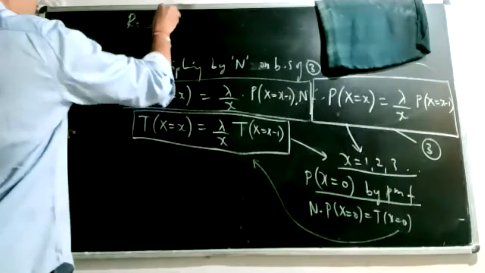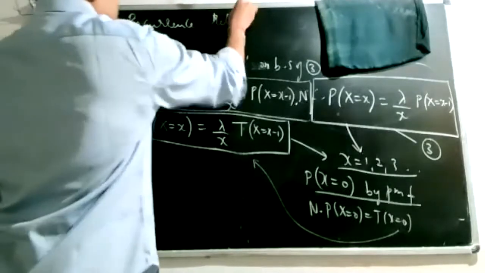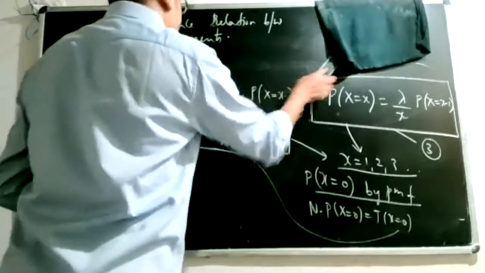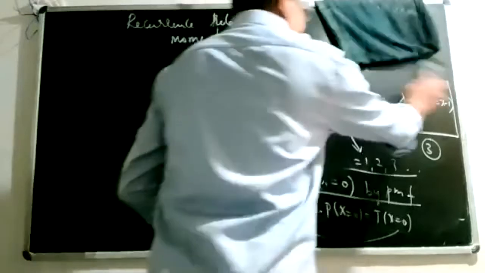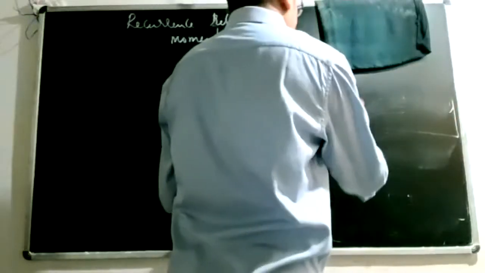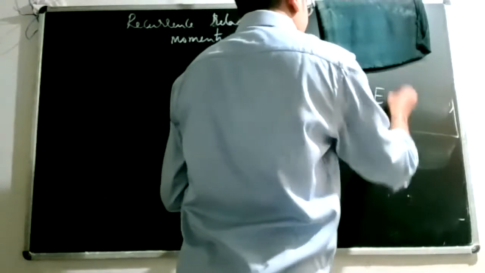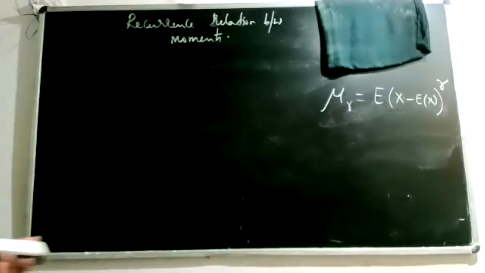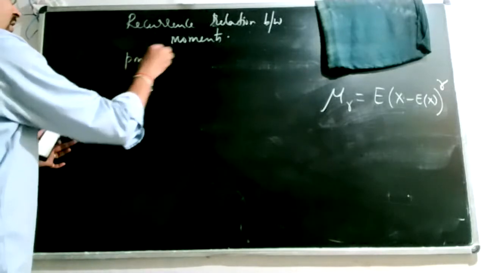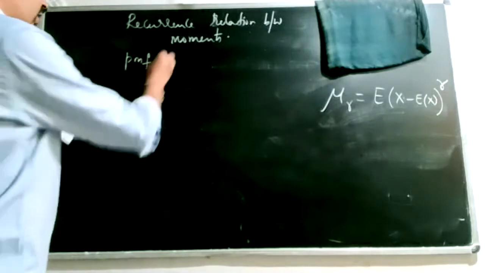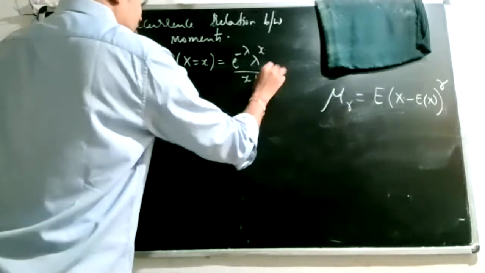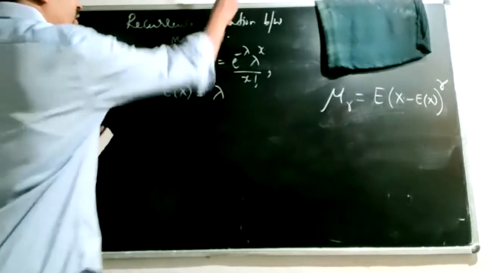Next, recurrence relation between moments. Here we talk about the central moments. We know the definition of central moment, right? Whenever we have the random variable X and its mean E(X), we define the rth central moment as the expectation of (X minus E(X)) to the power of r. Now we use the same here. So we have the PMF: P(X = x) is equal to e power minus lambda, lambda power x by x factorial. So we know that E(X) is equal to lambda for a Poisson distribution.